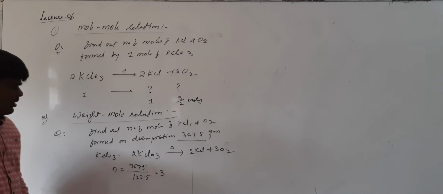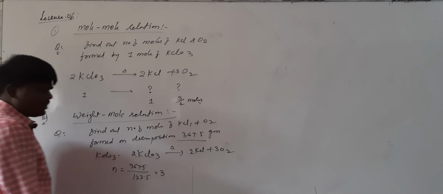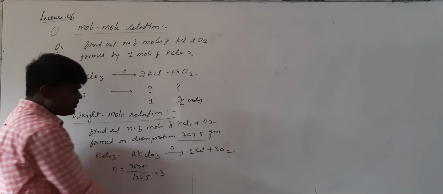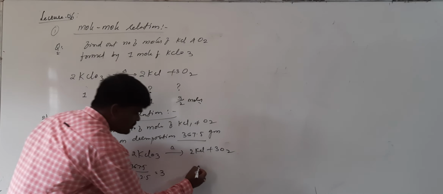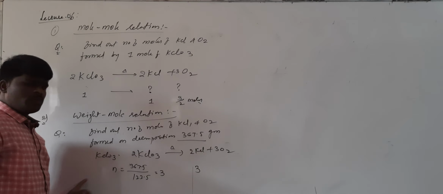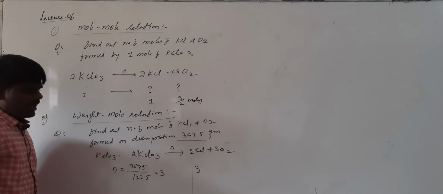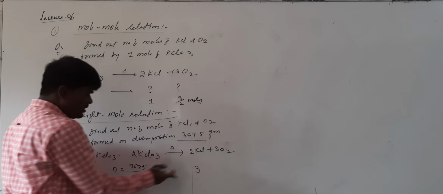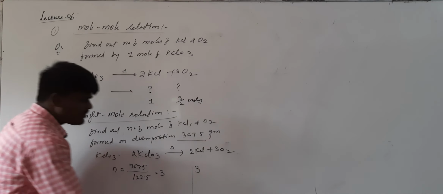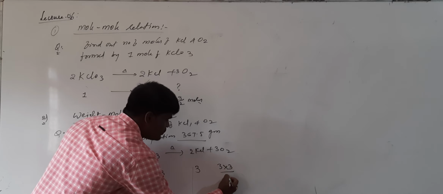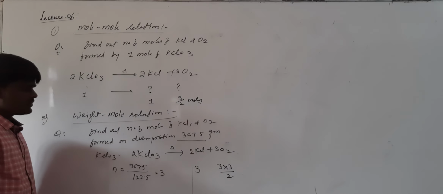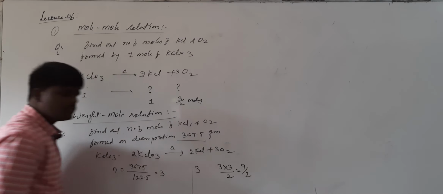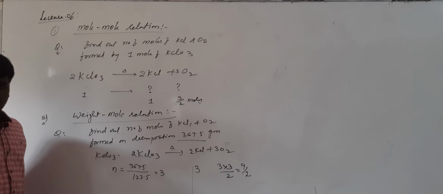Now 3 moles of potassium chlorate are undergoing decomposition. How many moles of potassium chloride will be formed? 3 moles only. If 2 moles gives 2 moles, then 3 moles will give 3 moles. And what about the number of moles of oxygen formed? If 2 moles gives 3, then 3 moles will give, it's just a cross multiplication, 3 into 3 by 2. It comes to 9 by 2 moles. This is what we call weight to mole relation.